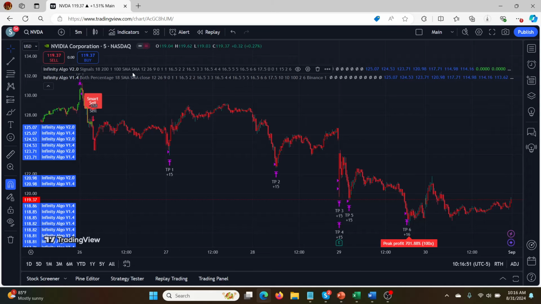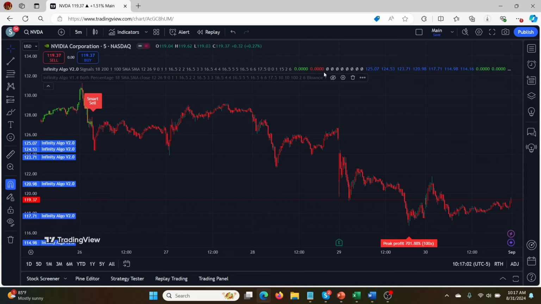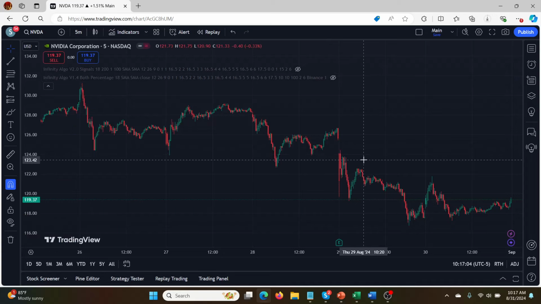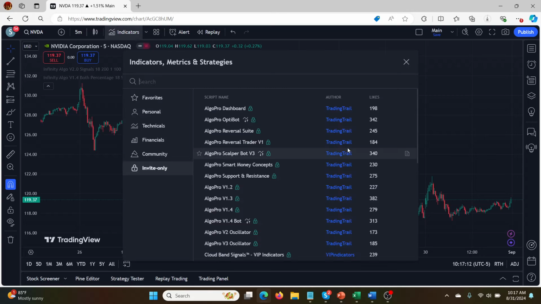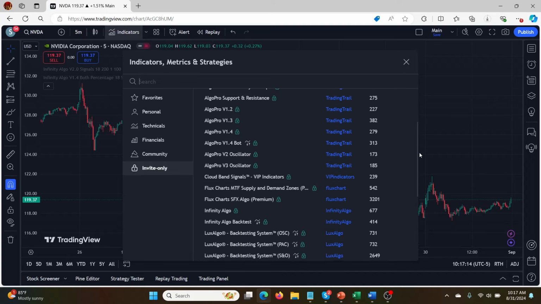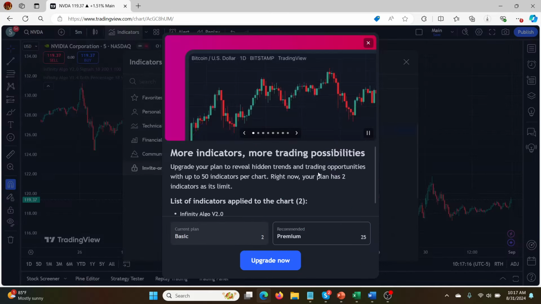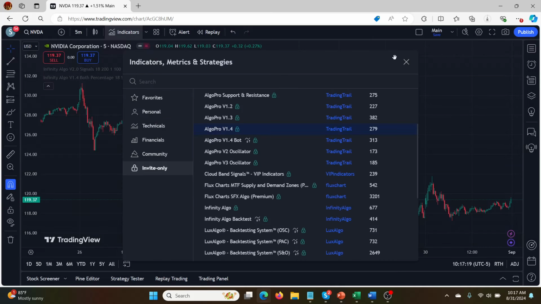If I close down the backtest on both of these, so just get rid of Infinity Algo. Let's get rid of this guy. Let's get rid of this guy. Okay. So what I'm going to do is put Algo Pro back on version 1.4. So you should see those same Algo Pro version 1.4. You should see the things pop up.